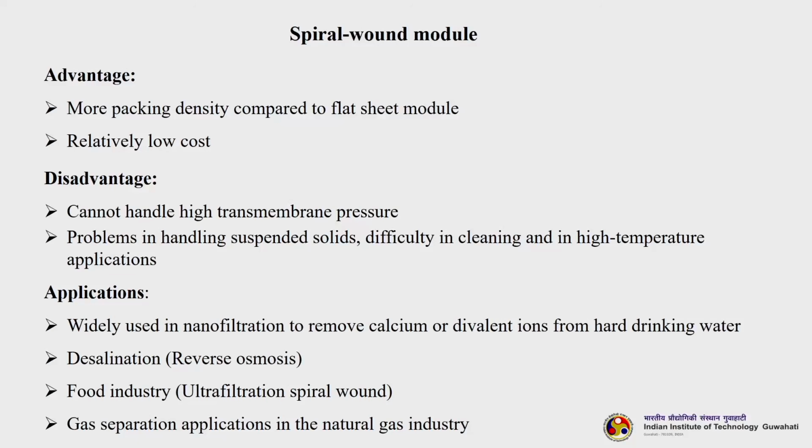So, the applications are widely restricted to nanofiltration to remove calcium or divalent ions from hard drinking water, desalination, reverse osmosis RO, which I showed you in the previous slide, and the food industry, in which ultrafiltration, usually the spiral wound membranes are UF membranes, and gas separation applications in natural gas industries.